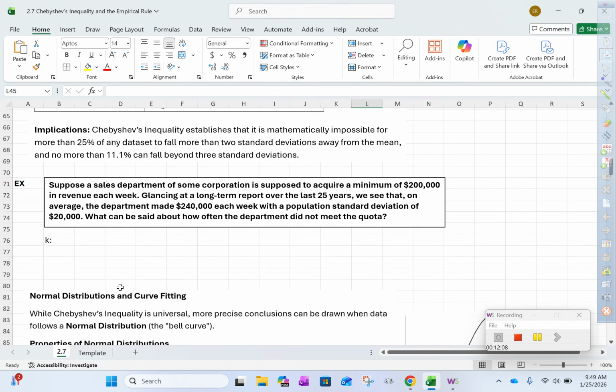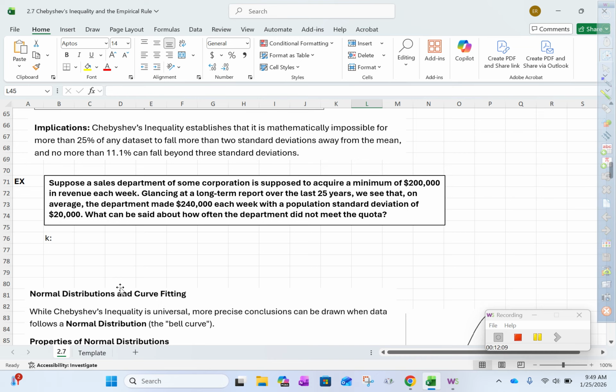So we're going to just practice with this first example. It says, suppose the sales department of a corporation is going to acquire a minimum of $200,000 in revenue each week. So that's their quota that they have to meet. Then they looked at a long-term report over the last 25 years, and on average, the department made $240,000 each week with a population standard deviation of 20,000. What can be said about how often the department did not meet the quota?